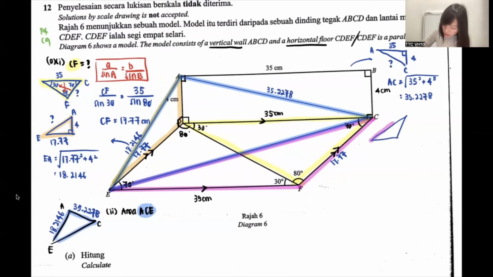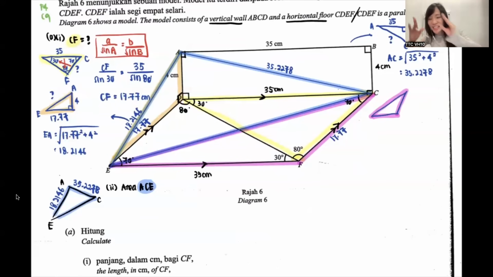I'm quite good, I draw every single shape for you, okay? Hopefully you can focus based on color. So this one 80, this one 30, this one 110 degree. Here 17.77, here 35. Now you just want to find EC. So I think all of you know, I'm not doing area. I'm doing just the angle and length.